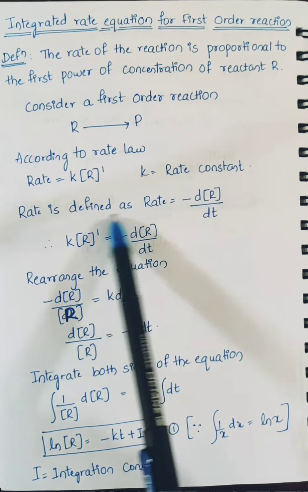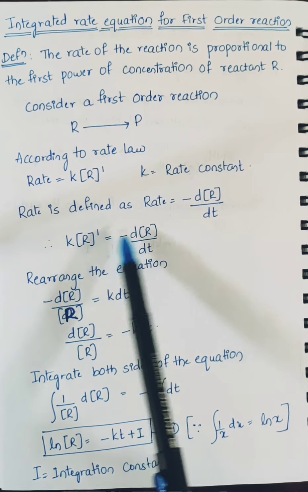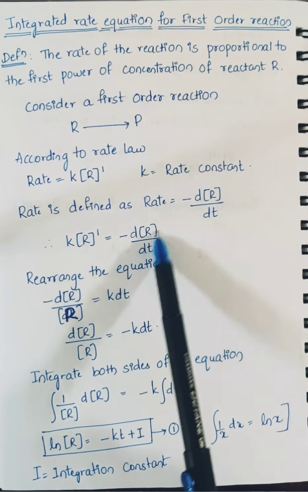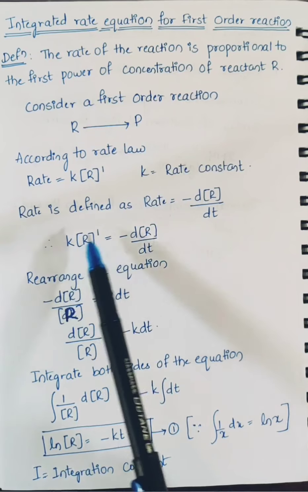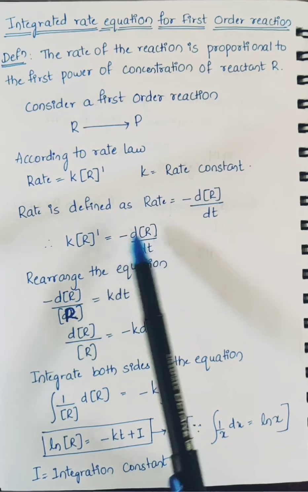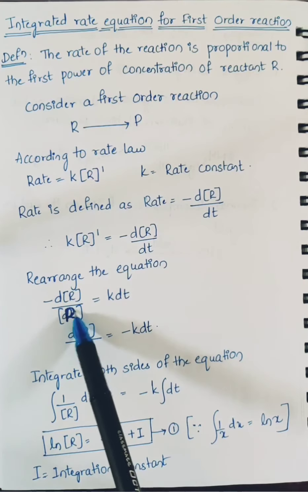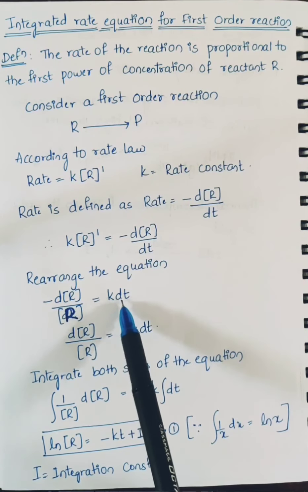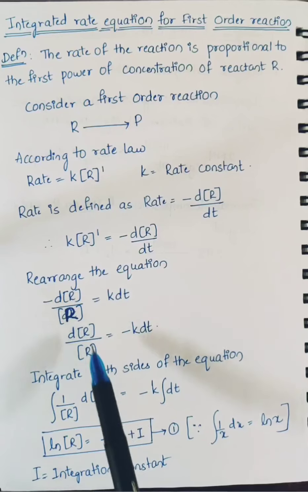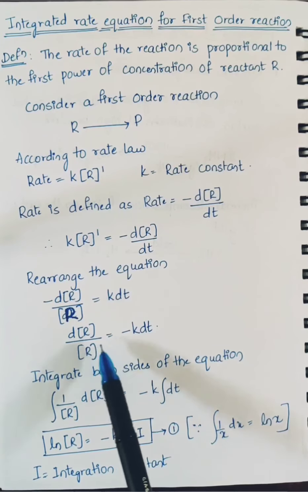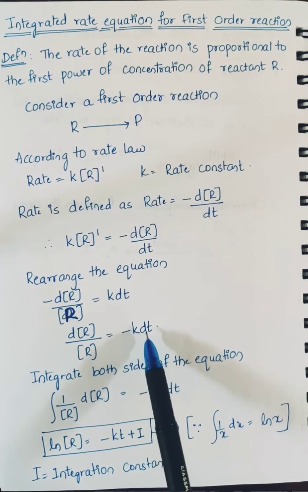To rearrange this equation, take the concentration terms on one side and the k on the other side. So k dt is equal to minus dR upon R. R raised to 1 is nothing but R only. So minus dR upon R is equal to k dt. If you take the minus to the other side, dR upon R is equal to minus k dt.